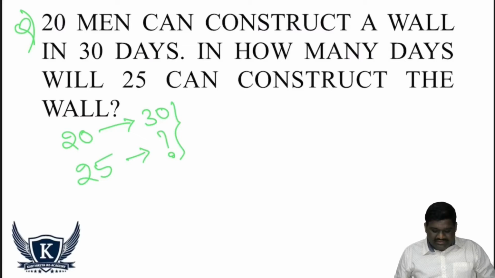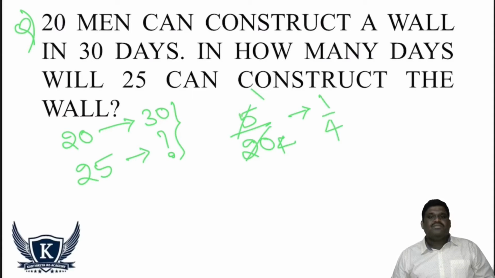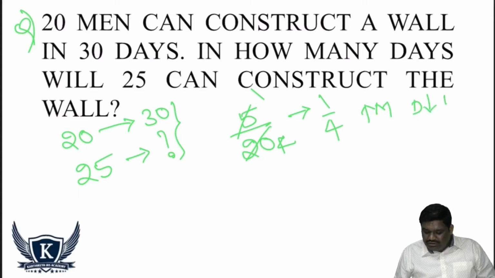Observe here carefully. On 20, there is an increment of 5 men. That means, on 20 members, I have noticed an increment of 5 men to complete the work. That means I have recorded an increment of 1 by 4 of workers. So as I discussed earlier, if the men increase, working days will be decreased because the work is constant.